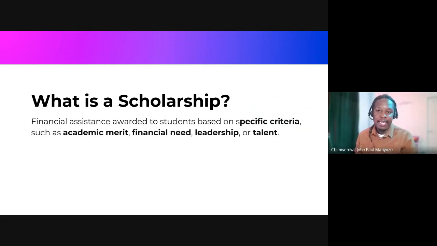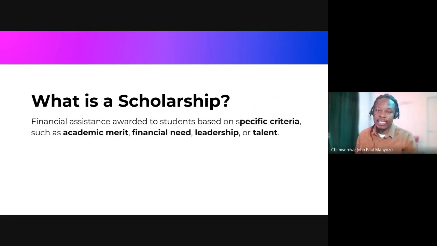The second thing is financial need. So there are scholarships that are particularly focusing on people who should be able to demonstrate that they have a financial need. It's not all scholarships that are going to require you to demonstrate that you have a financial need, because there are some scholarships that are particularly just focusing on academic merit and leadership or talent, and they are not really interested in financial need.